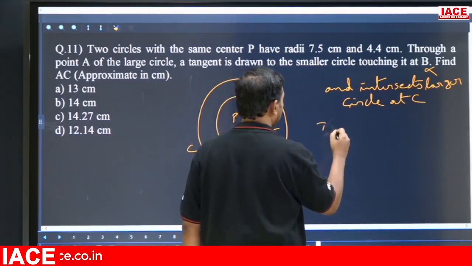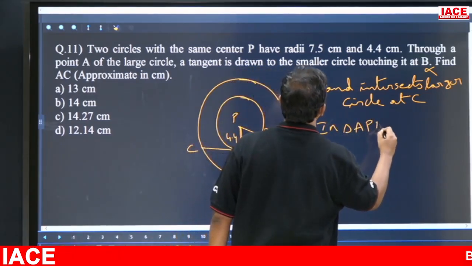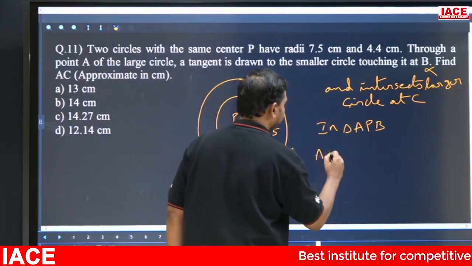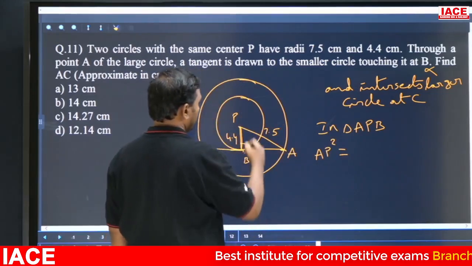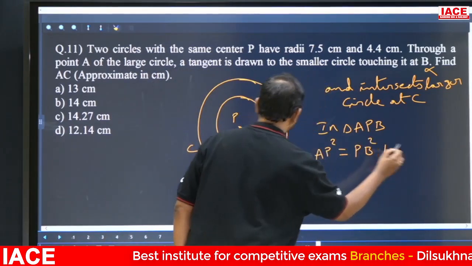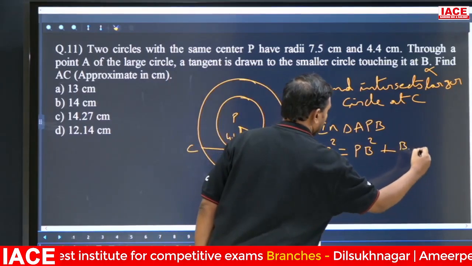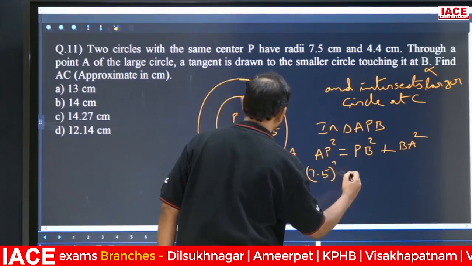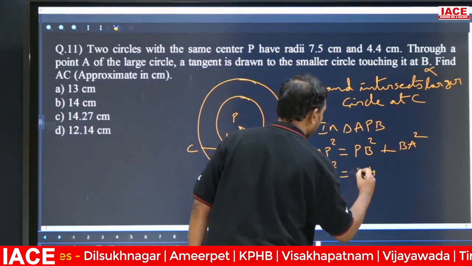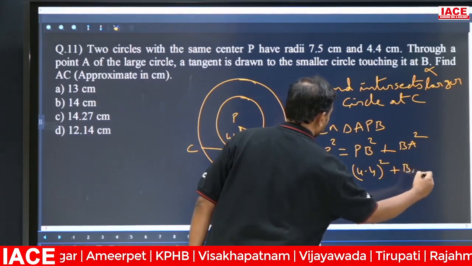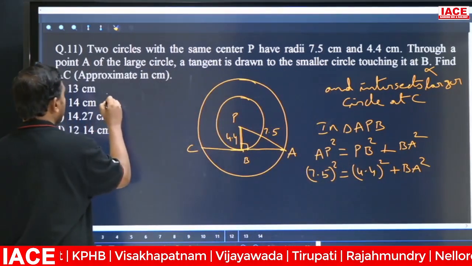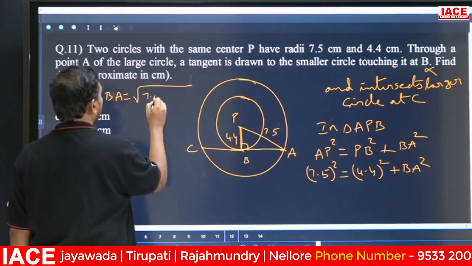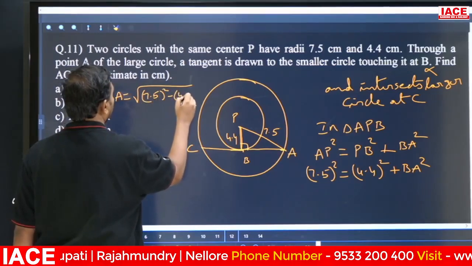So in triangle APB, what happens? AP square equal to PB square plus BA square. That is, 7.5 whole square equal to 4.4 whole square plus BA square. So what is BA? BA equal to square root of 7.5 whole square minus 4.4 whole square.